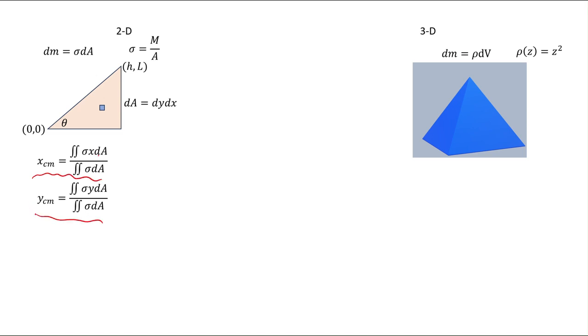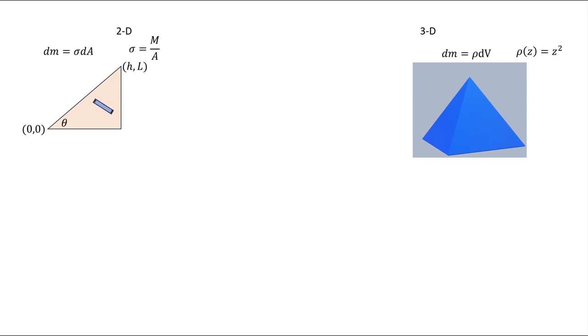Somehow I need to figure out dA, and once I know dA, then I find xcm by integrating x over dA, and I find ycm by integrating y over dA. What's dA in this case? Well, it's dy dx. And the thing here is I really don't want to have to do a double integral, so I need to express dA in terms of one variable.